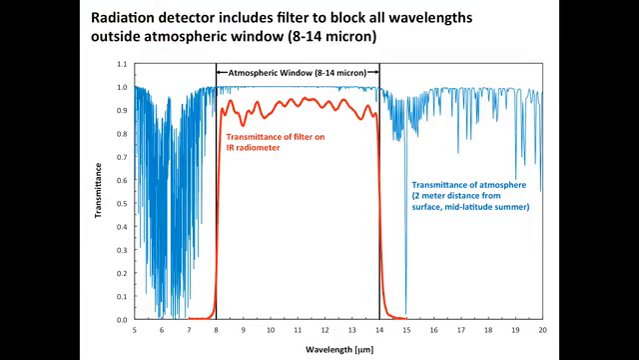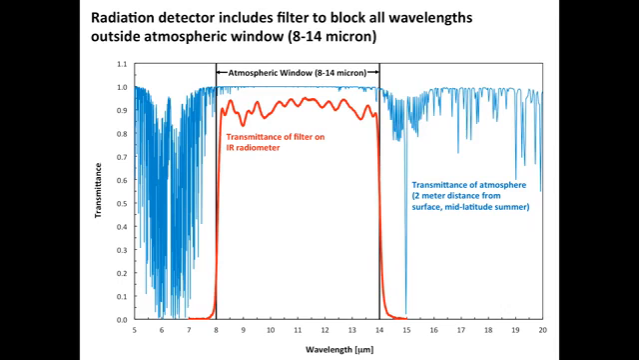Another important component, an essential component of the radiation detector itself is a filter to block all wavelengths outside of what we call the atmospheric window. The plot you're looking at here shows wavelength on the x-axis and atmospheric transmittance on the y-axis. The wavelengths between 8 and 14 micron or micrometers is defined as the atmospheric window because at these wavelengths the transmission of the atmosphere is very near 1, meaning the atmosphere is transparent like a window.